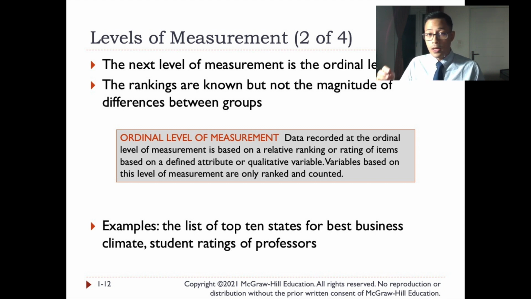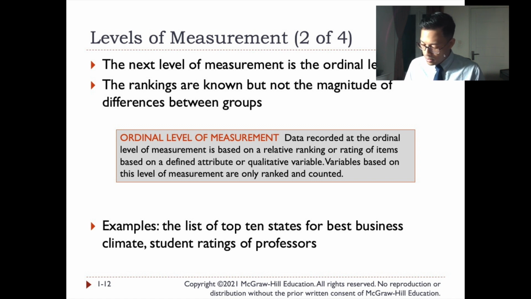For example, you can have a state or a province with a rating of 8 in terms of business climate, and another state with a rating of 4. It doesn't mean that the state with a rating of 8 is twice as good in terms of business climate as the one with a rating of 4. The rating only tells you whether you're better or worse than the other state, but it doesn't tell you by how much. So that's the ordinal level of measurement.